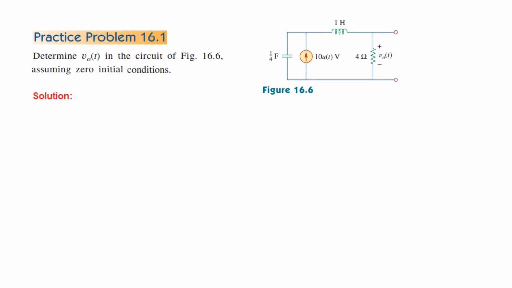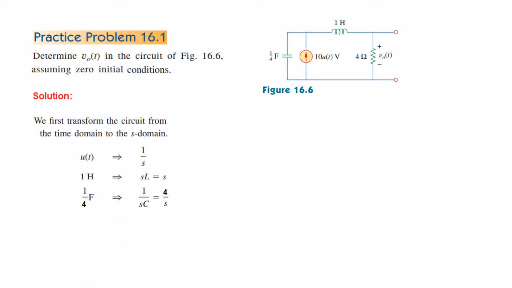First of all, we transform the circuit into the s domain, and I hope you recall that for u(t) we write 1 over s. An inductor is written as sL, so a 1 Henry inductor will become s times 1, so s. A capacitor is written as 1 over sC, so 1 over 4 farad will become 1 over s times 1 over 4, that is 4 over s.